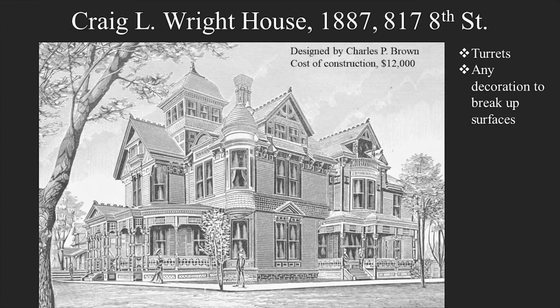The Craig L. Wright House, built in 1887 at 817 8th Street. This house was designed by prolific Sioux City architect Charles Porter Brown, built for $12,000. We do have photos of this house, but none of those photos show it as well as this drawing does. Here we can see a turret. So here on the corner in the center of the image, you can see that kind of tower thing, but it doesn't extend all the way to the ground. It pops out of the corner of that building.